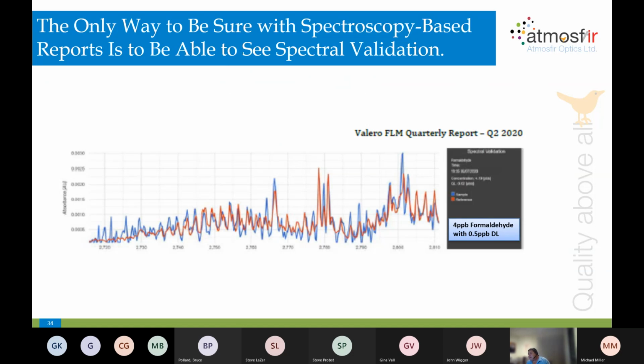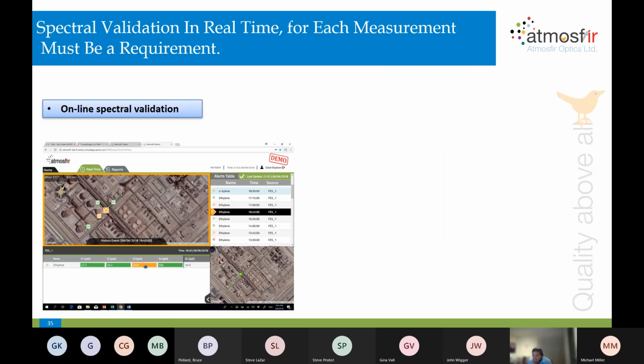With our fence line system, as I told you before, with every compound that we report, we give you a spectral fingerprint. If you're talking about formaldehyde, what we see here is from our quarterly report, where we say there is 4 ppb of formaldehyde, and you can see in red the reference spectra for 4 ppb of formaldehyde. Blue is what we are measuring in the field, and we are positive. If those refineries had the ability to look for the spectral signature, I'm almost certain that they would not report this data.